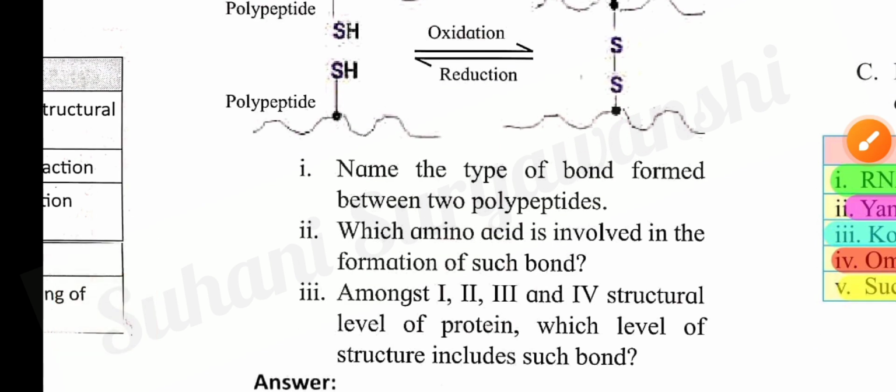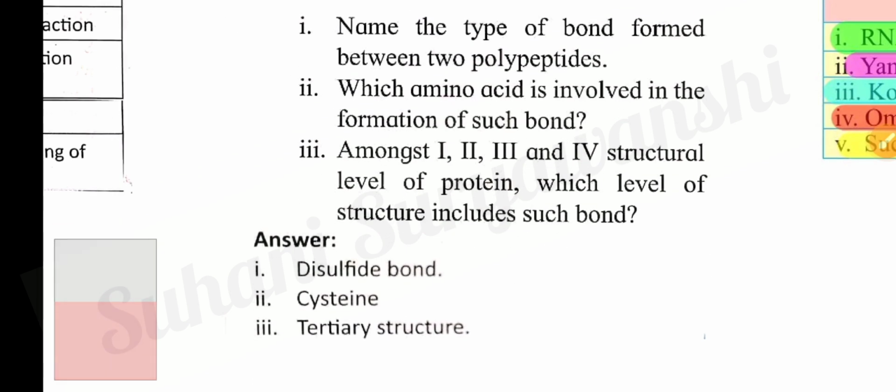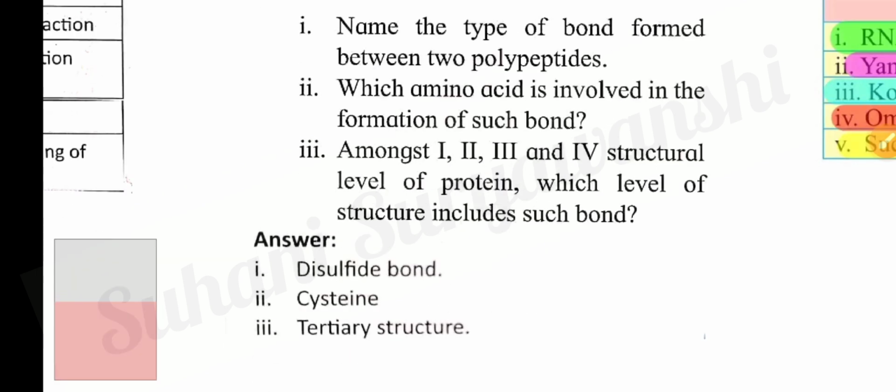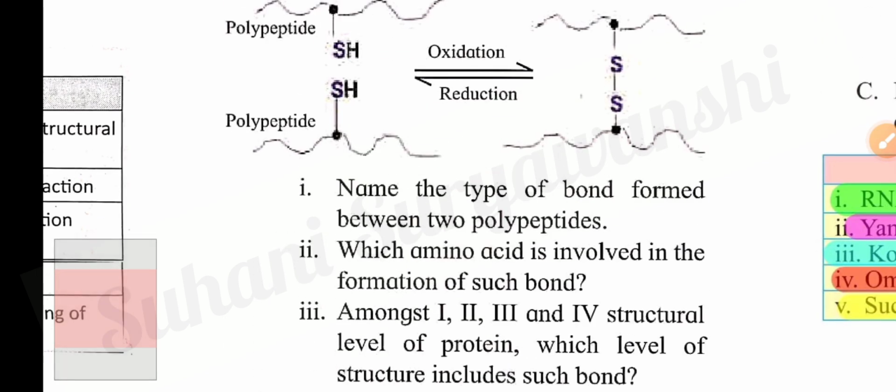After that, next, which amino acid is involved in the formation of such bond? So the answer is cysteine. Next, amongst first, second, third and fourth structural level of protein, which level of structure includes such bond? So the answer is tertiary structure.